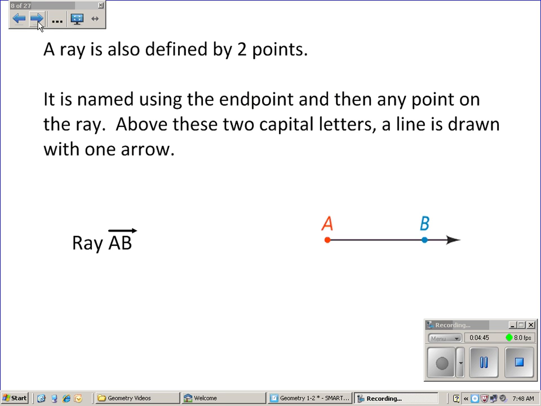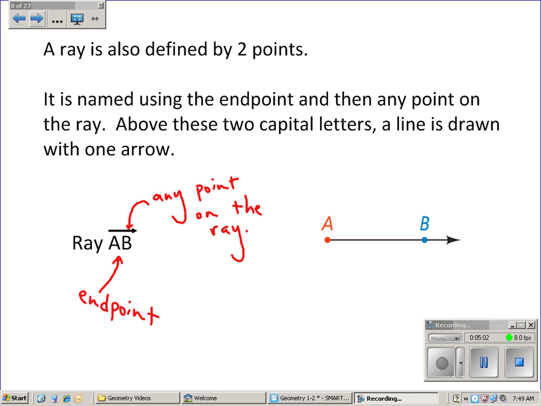Now this left-hand letter is always the endpoint. The right letter is any point on the ray. So if this point was C, I could call this ray AB or ray AC. Also notice that above AB, I have a line with only one arrow, and it's always going to be pointing to the right.